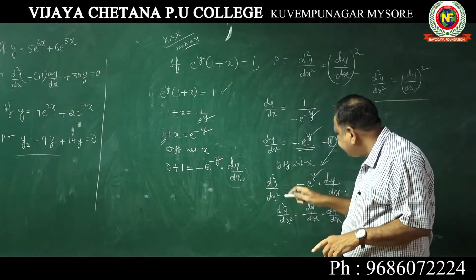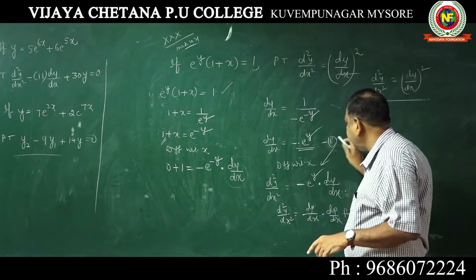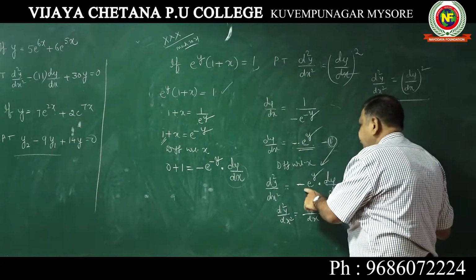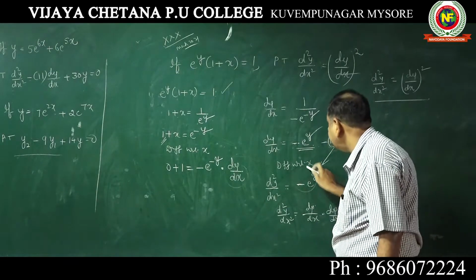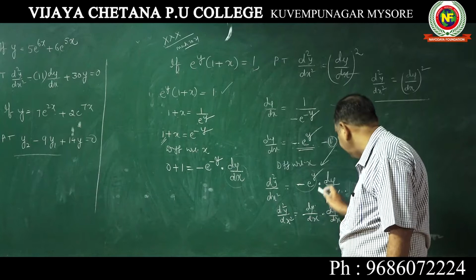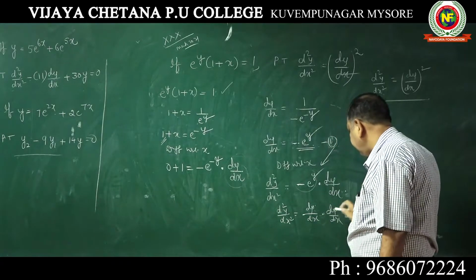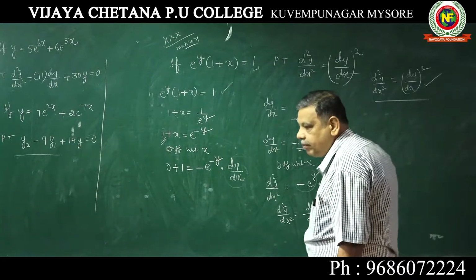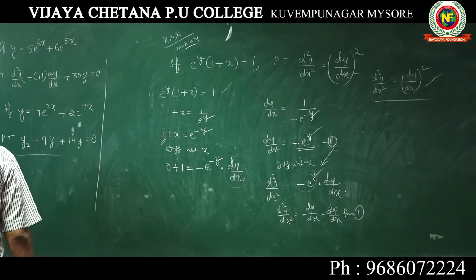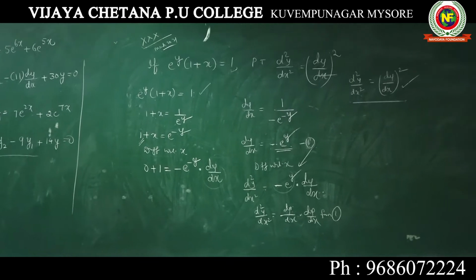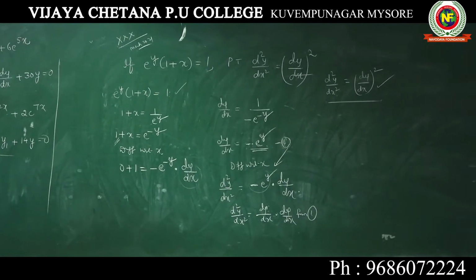Further differentiate, d square y over dx square. You call it equation number 1. Minus e to the power of y as it is into dy by dx. But minus e to the power of y is dy by dx, and we are putting it from equation 1: dy by dx into dy by dx, or dy by dx whole square. So now this finishes your second derivative problems.